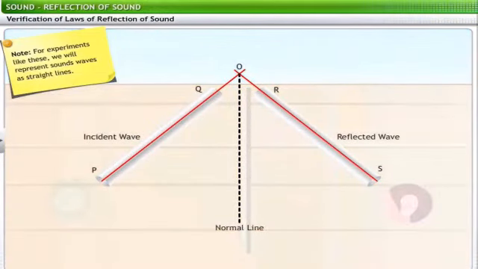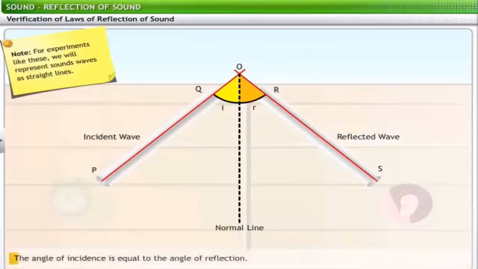Let's now measure the angle between the axis of the pipe PQ and the normal to the wall at the point O. This is the angle of incidence, I, for the incident sound wave. Now, we'll measure the angle between the axis of the pipe, RS, and the normal to the wall at the point O. This is the angle of reflection, R, for the reflected sound wave.